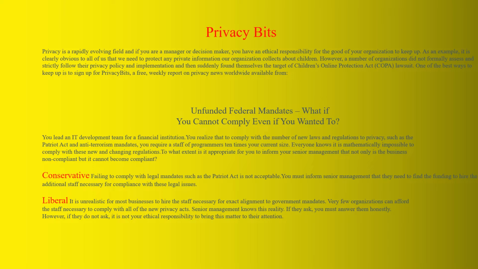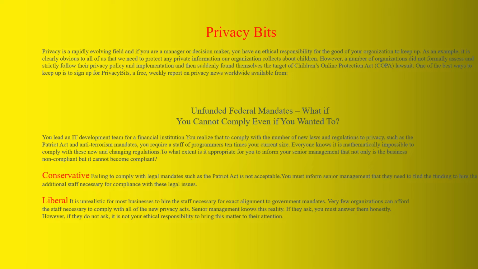Privacy myths. Privacy is a rapidly evolving field, and if you are a manager or decision maker, you have an ethical responsibility for the good of your organization to keep up. As an example, it is clearly of use to all of us that we protect any private information our organizations collect about children. However, a number of organizations did not formally adopt and strictly follow privacy policies and implementations, and then suddenly found themselves the target of Children's Online Privacy Protection Act (COPPA) lawsuits. One of the best ways to keep up is to sign up for Privacy Beat, a free weekly report on privacy news worldwide.